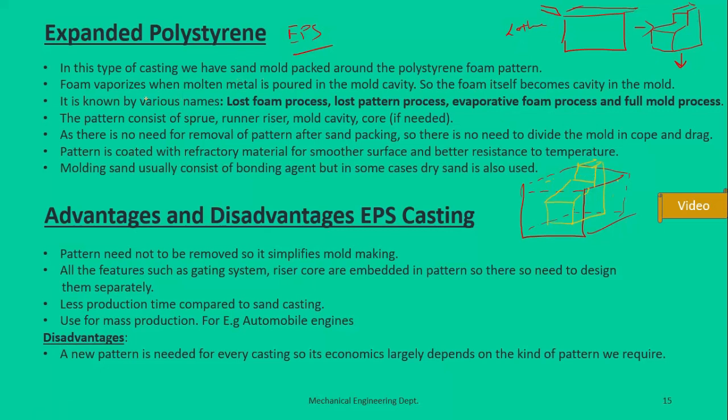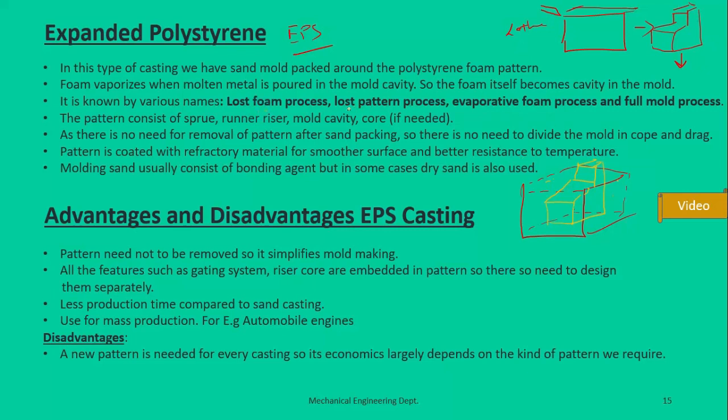So once we pour the molten material, this foam vaporizes, and the foam itself becomes a cavity in the mold because it has sand around it. So this foam itself is a cavity because once we pour the molten material, it vaporizes, it vanishes. So that's why it is also known as a lost foam process, because we lose the foam, it vaporizes.